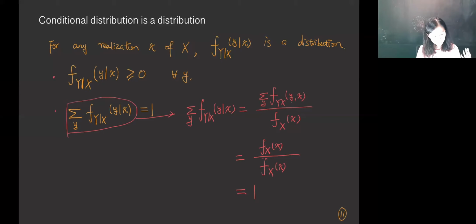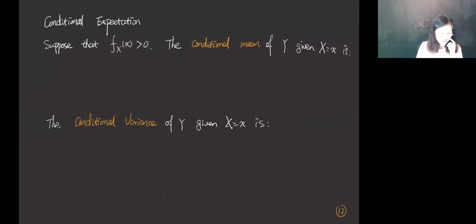Since it's also a distribution, we can talk about it in the same way as we talk about unconditional distributions, and it has traits. One particularly important trait for this course is conditional expectation, or sometimes we call it conditional mean.